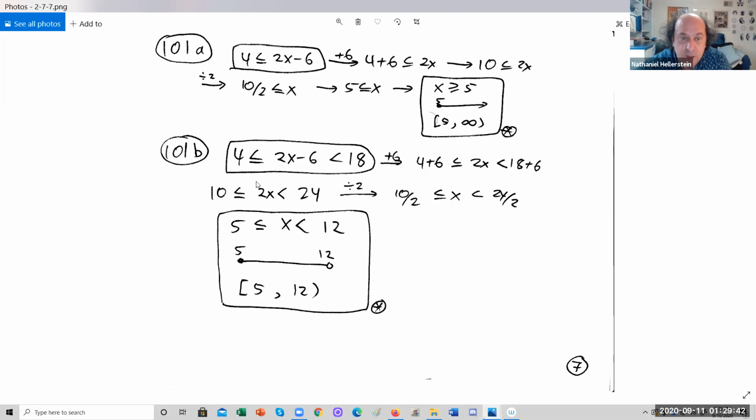Now to clear away this 2 here, we divide all three parts by 2. That's a positive number, so again, the inequality signs remain what they are. So you get 10 halves, less than or equal to x, less than 24 halves. So 5 is less than or equal to x is less than 12. It's what's called a half open interval. Open at the 12 end, closed at the 5 end, including 5, excluding 12, and including all the numbers in between. The notation for this is square bracket 5, 12, round bracket.